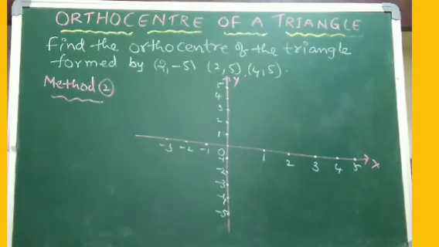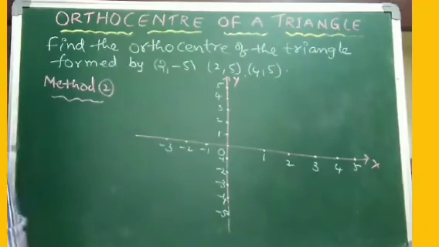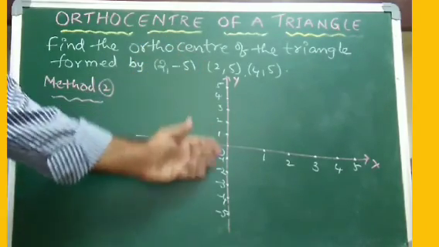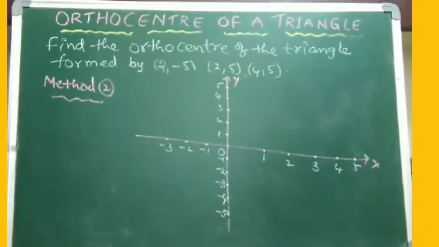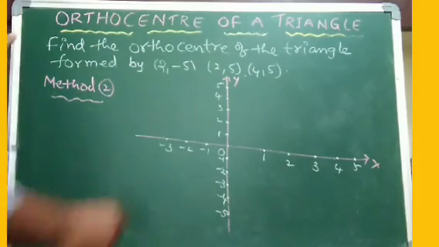Look at method 2. Same problem, method 2. So this time I want to use the graphical method. Using the graph, just consider the scale on the x-axis: 1 centimeter is equal to 1 unit. On the y-axis also, 1 centimeter is equal to 1 unit. Let us plot these points.